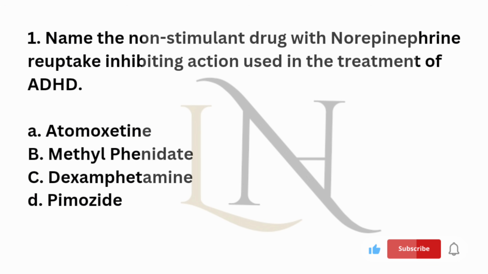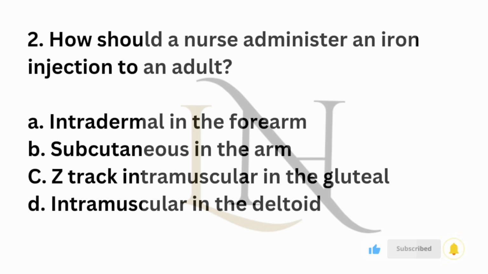First question. Name the non-stimulant drug with norepinephrine reuptake inhibiting action used in the treatment of ADHD. Option A, atomoxetine. Option B, methylphenidate. Option C, dexamphetamine. Option D, Mhsrb. Correct answer. Option A, atomoxetine.